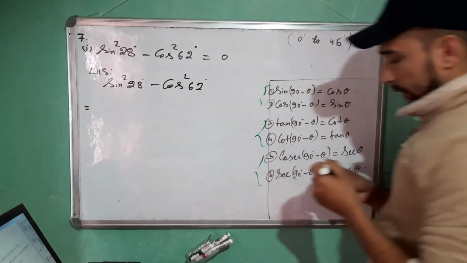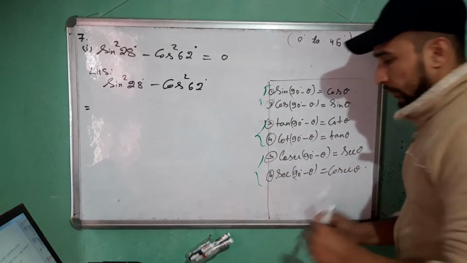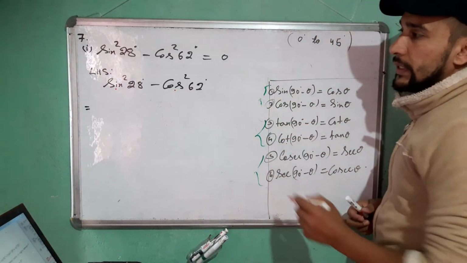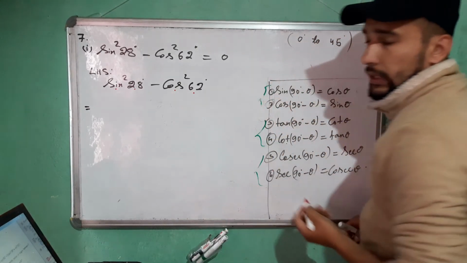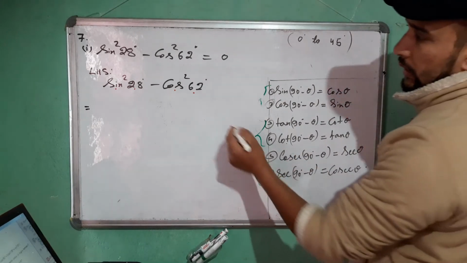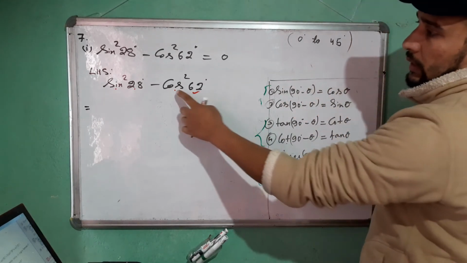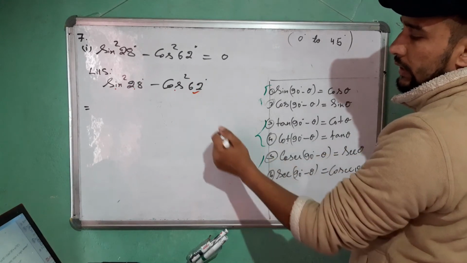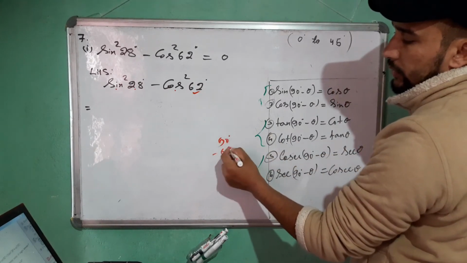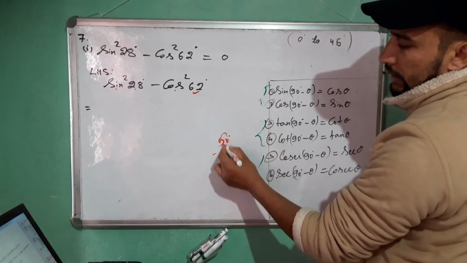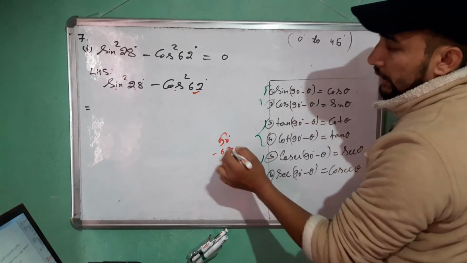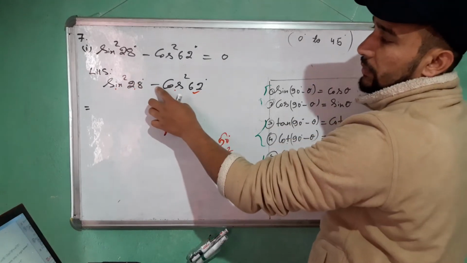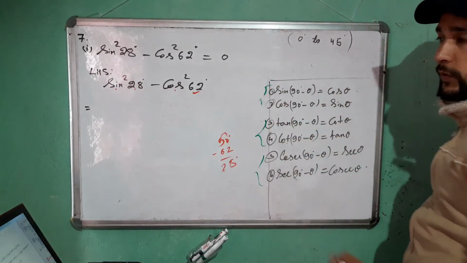Sine and cos have a complementary relation, and 28 and 62 have a complementary relation. So convert this. The complement of cos is sine, square is as it is. The complement of 62 is 90 degree minus 62 degree, which is 28 degree. So here we got sine square 28 degree, and here also we have the same sine square 28 degree, minus sine square 28 degree is 0. Proved.